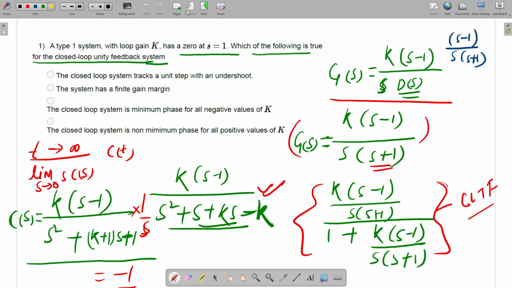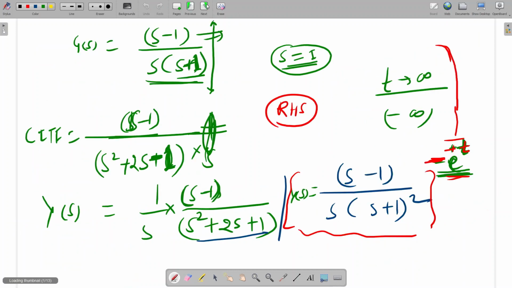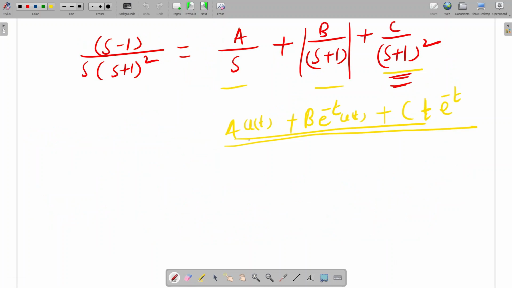You see question one. 0 at s is equal to, which of the following is true. So, closed loop negative feedback system. We have to apply negative feedback, k into s minus 1 by s. Some mistake we are doing. Otherwise some e to the power t term should come. Let's do it. What are we getting?